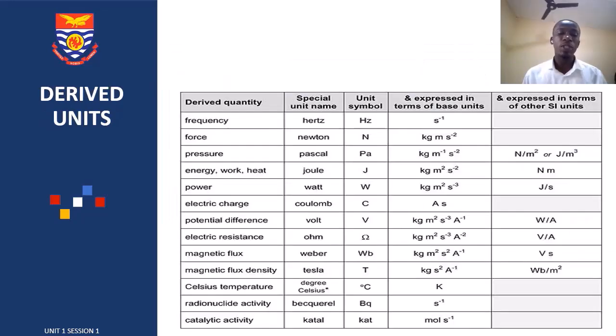Let's look at a derived unit here. As explained earlier, a derived quantity is a dependent quantity. So any combination of the fundamental or base quantities is a derived unit. The unit of all other physical quantities can be derived from these basic 7 units. Examples of derived units may be frequency, force, pressure, work, heat, energy, power, electric charge, and others.